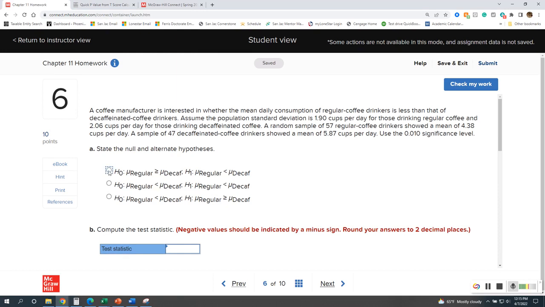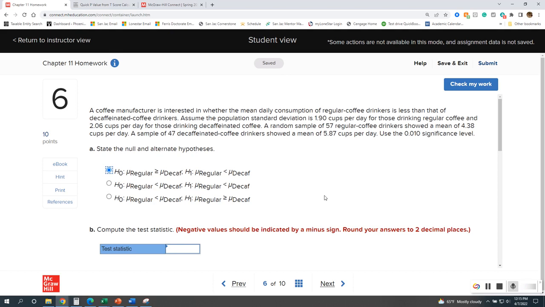Right here, I can already tell you with the choices that I have, that the first one's going to be the correct one due to the null having the equal sign and the other two don't have it. Remember, null will always have an equal sign, even if it's greater than or less than.